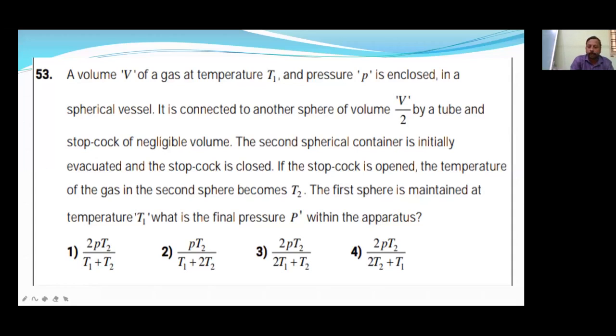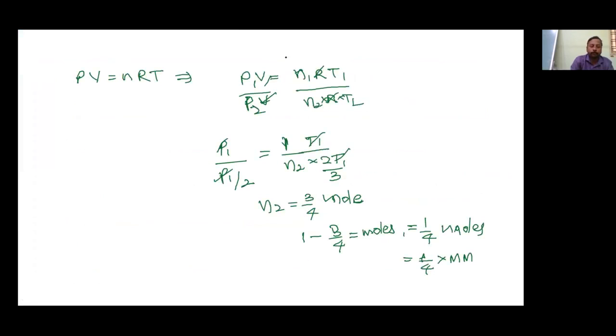So here comes the next page explanation. I am drawing the two containers. One volume is V, another volume will be V by 2. So let us take one container of volume V and another container of volume V by 2. Both are connected with a very narrow tube, so its volume can be neglected and taken as 0. One is at temperature T1 and the other at temperature T2. Let it be anything, but the number of moles must be the same.